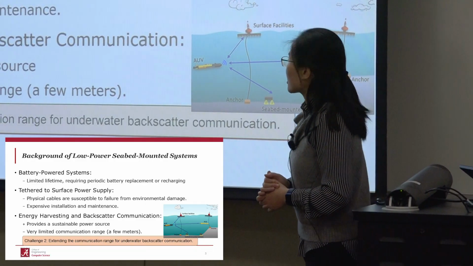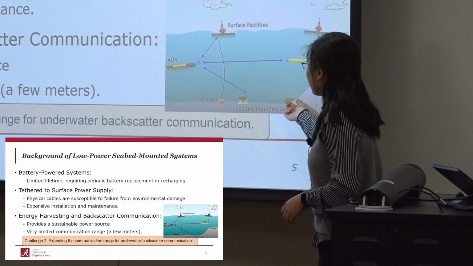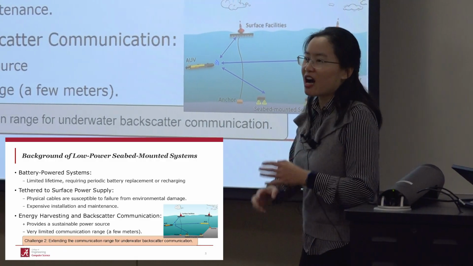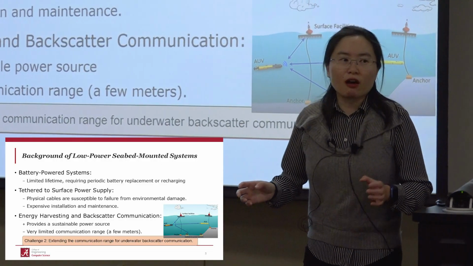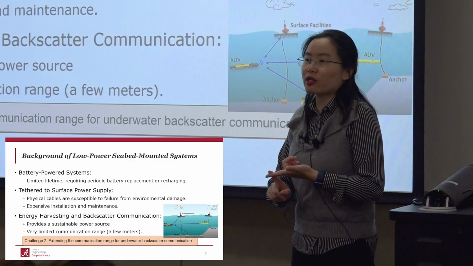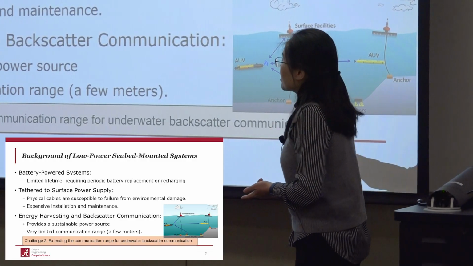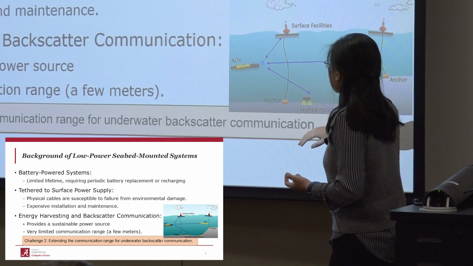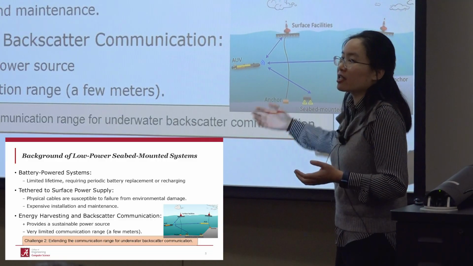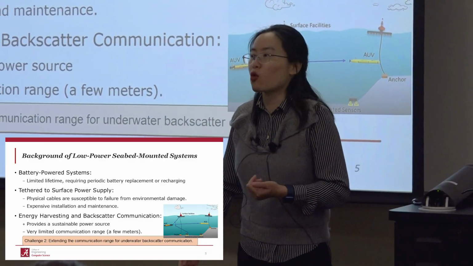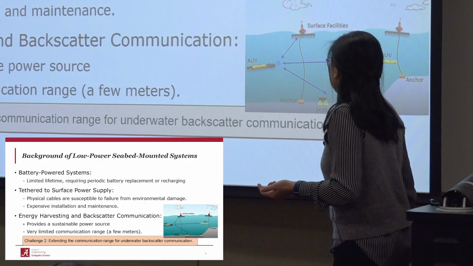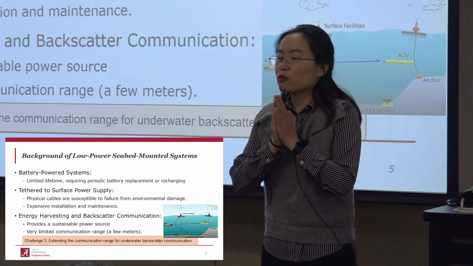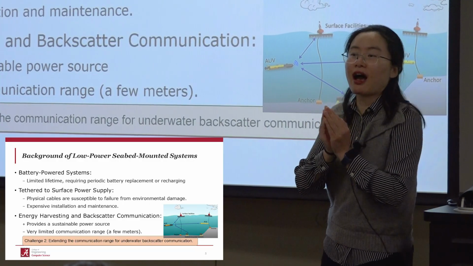and we have a third solution, which is using energy harvesting. Basically, we can attach energy harvesters onto those seabed-mounted sensors that can harvest energy from the environment, for example, from the current and from vibration. The good part is it provides a sustainable power source, and also because there is no cable, tethering, or surface attachment, it is more resilient to weather conditions and marine life interference. But the limitation is that it can only provide a very limited power supply to the system.